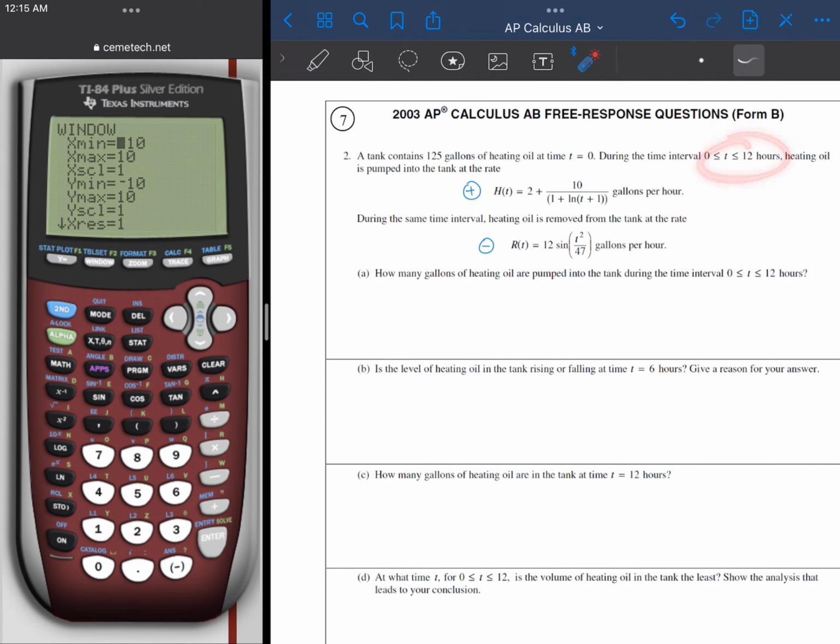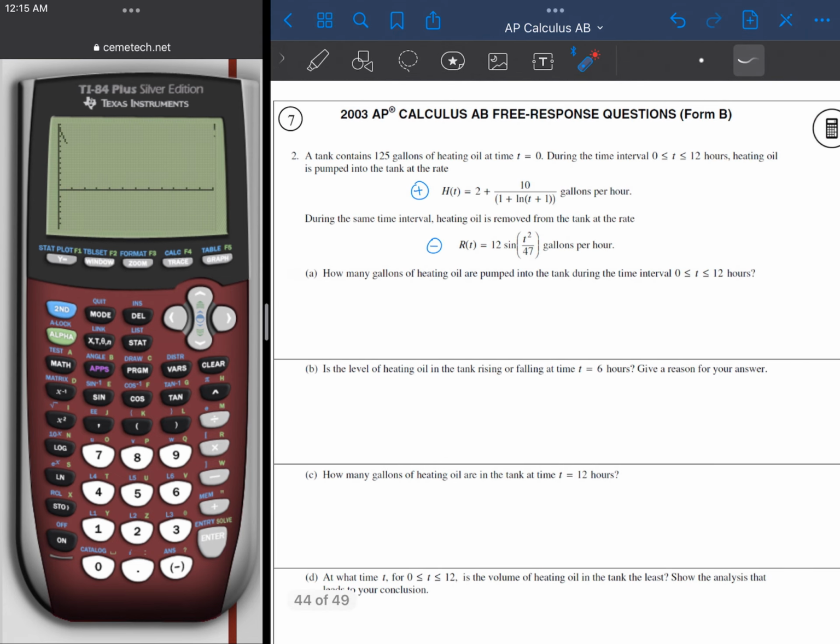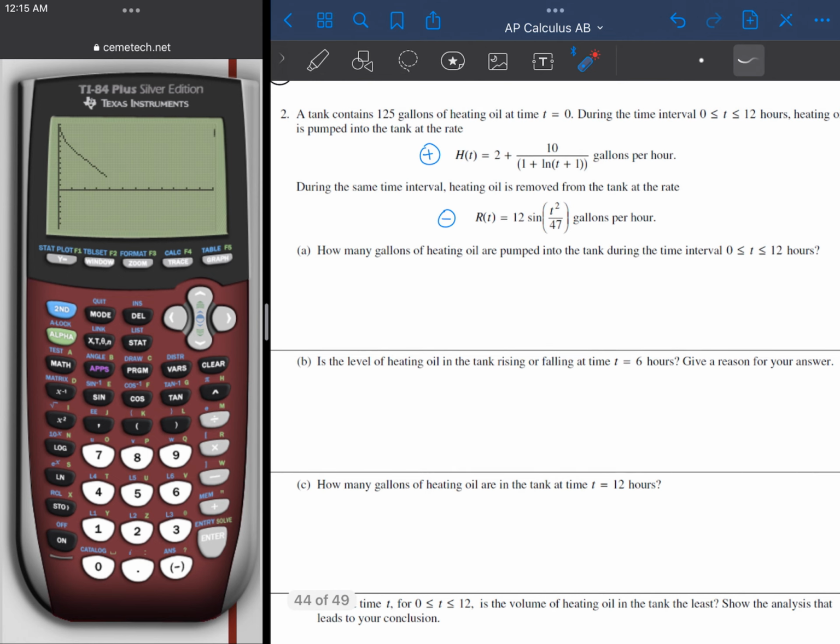And up there as well. So 0, enter, 12, and then I'm going to do zoom, 0. That'll graph. While that's graphing, let's come in here and figure out what it's asking us for the first question.